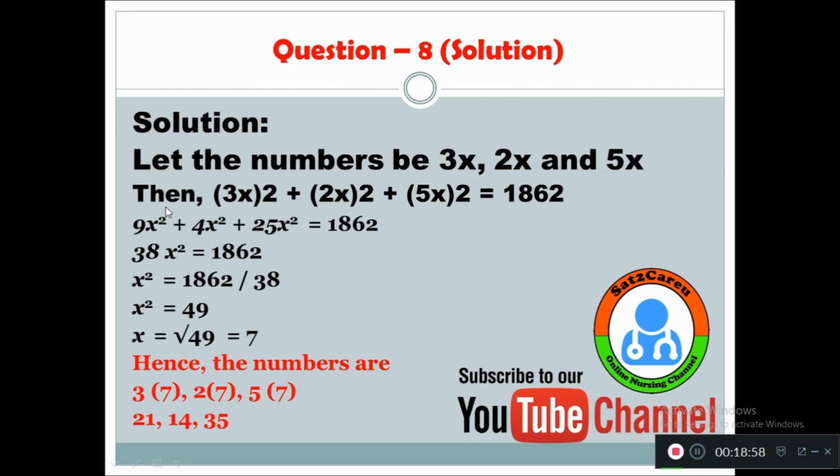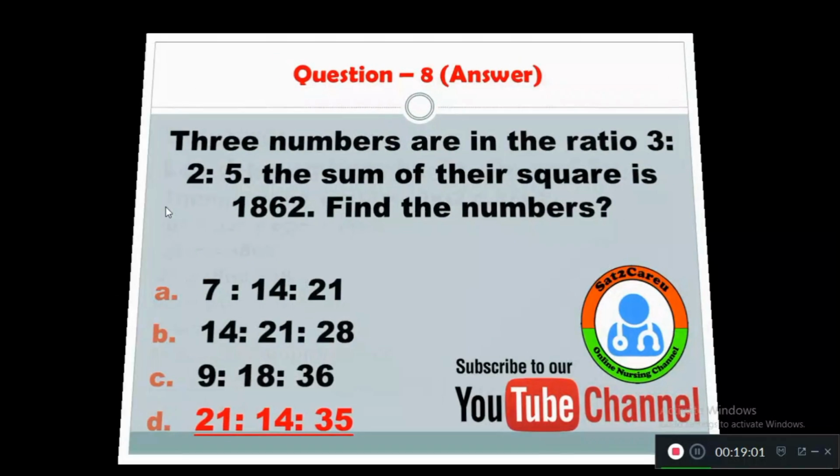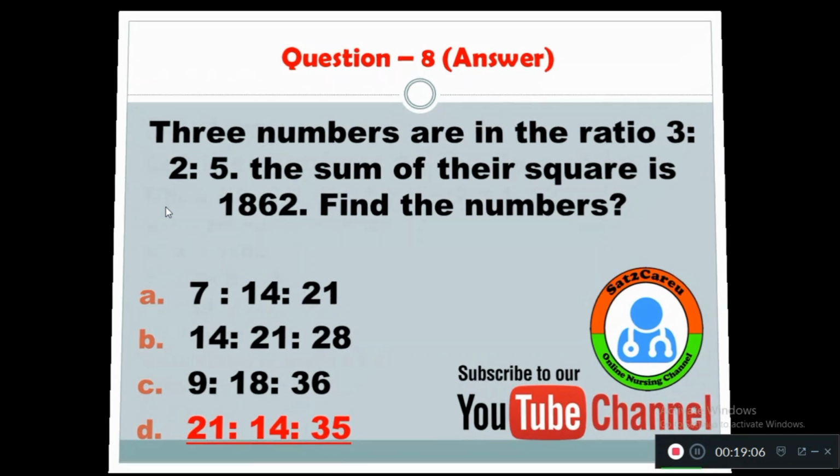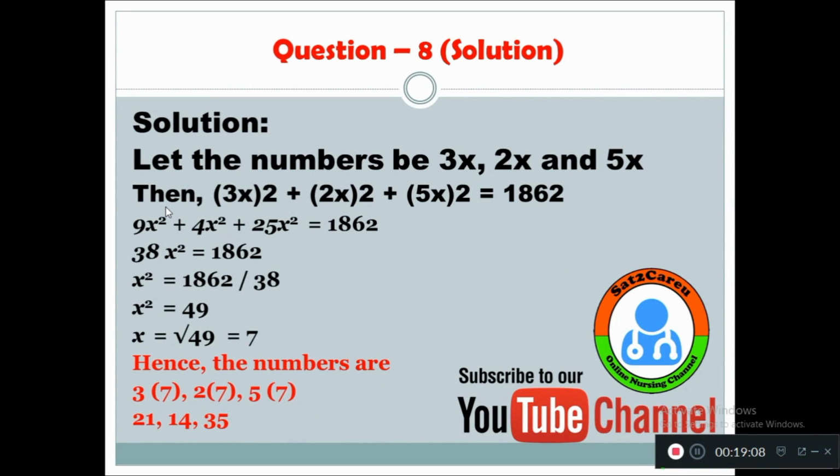Then what is the thing they have asked here? The sum of their square is 1862. So we need to write like that. That is 3x square plus 2x square plus 5x square is equal to 1862. So now 3 into 3 is 9. 9x square plus 2 into 2, 4. 4x square plus 5 into 5, 25. 25x square gives 1862. So now add all these things. 25 plus 4, 29 and 9, 38. 38 x square is 1862.